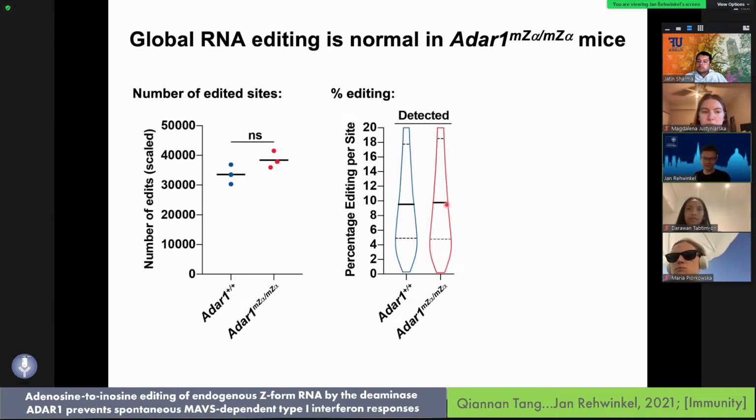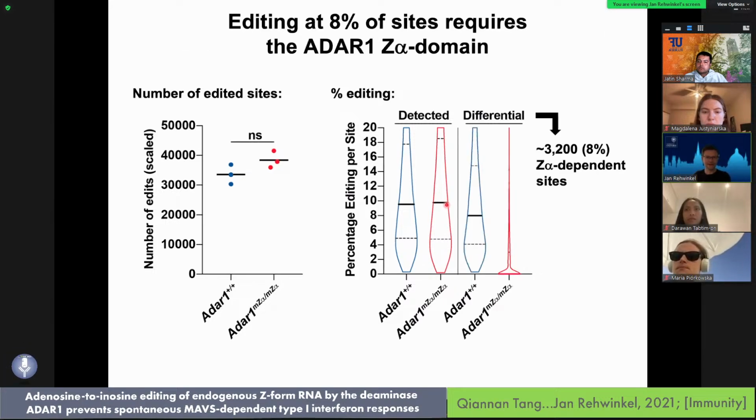So it didn't seem that there was a global defect in RNA editing. However, what we were able to find is a smaller subset of sites, around 8% of the sites that we detected, around 3,000 sites, where editing was largely normal in our wild-type mice, but was very profoundly reduced in the mutant mice. So what we believe is that there is a subset of about 8 or 10% of RNAs that ADAR1 edits, where the Z alpha domain is really important for recruiting and recognizing this RNA for editing by the deaminase domain.